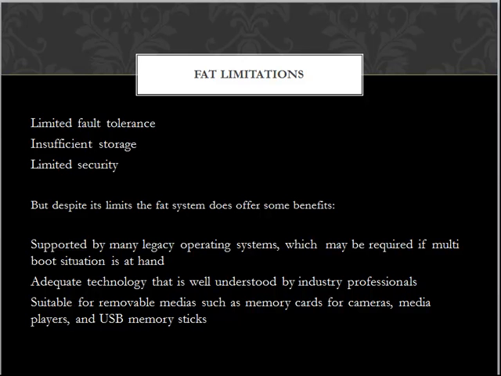Adequate technology that is well understood by industry professionals. Everybody knows what FAT is if you've been in the industry for a while. Then you've worked within it, and you know the file system. It is suitable for removable media such as memory cards for cameras, media players, and USB memory sticks. That's what everybody still uses on all those things.